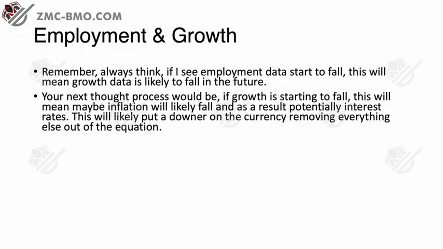Your next thought process, and we've spoken about this earlier, would be: if growth is starting to fall, because you saw here that employment data is now starting to fall, that means likely growth is starting to fall. And if you are starting to see this employment data bleed through into growth, your next thought process would be that if growth is falling, inflation will likely fall, and as a result, potentially interest rates. Because again, it all ties with each other, right?